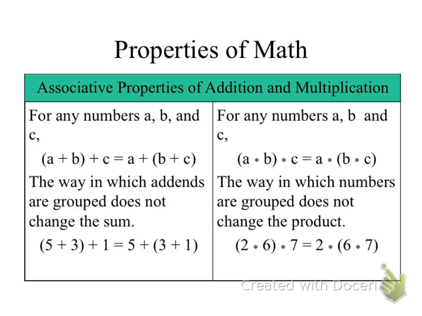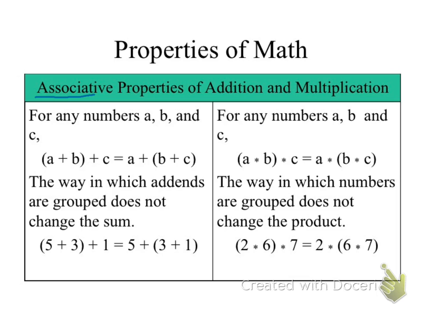The next property we're going to look at is associative property. And if you look at the root word of associative, you see the word associate in there. And that's exactly what this property means. On the left is the addition property, and on the right is the multiplication property. So it's who the numbers are grouped with, or the way in which the numbers are grouped does not change either the sum or the product.